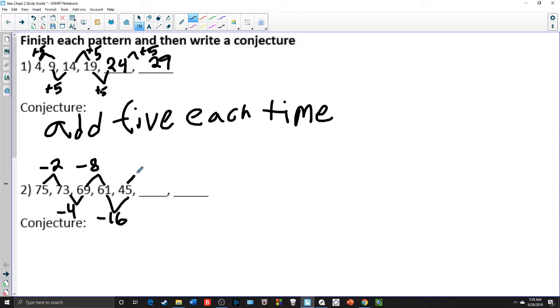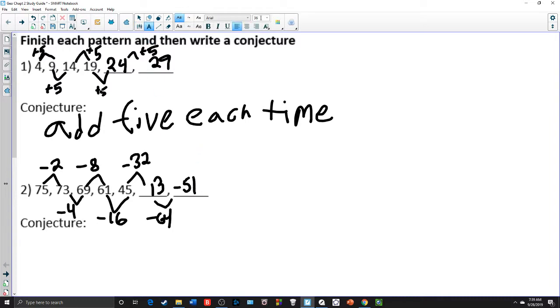So the next one would be subtracting twice as much as 16, which would be -32, which would give you 13. And the one after that would be subtracting twice as much as that one, which is 64. And that would give you -51.